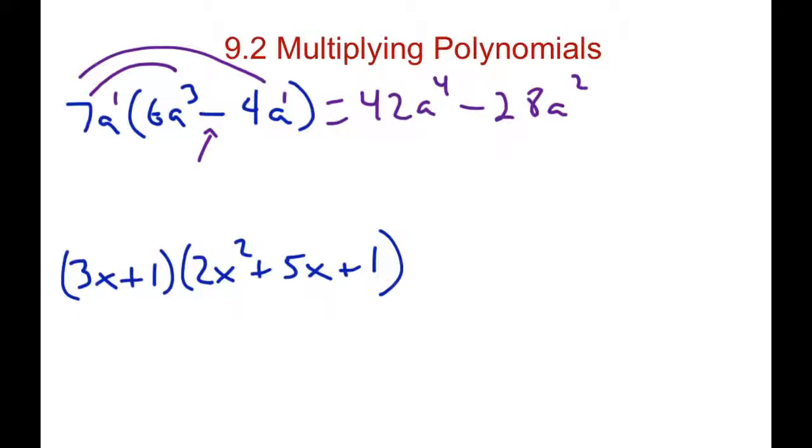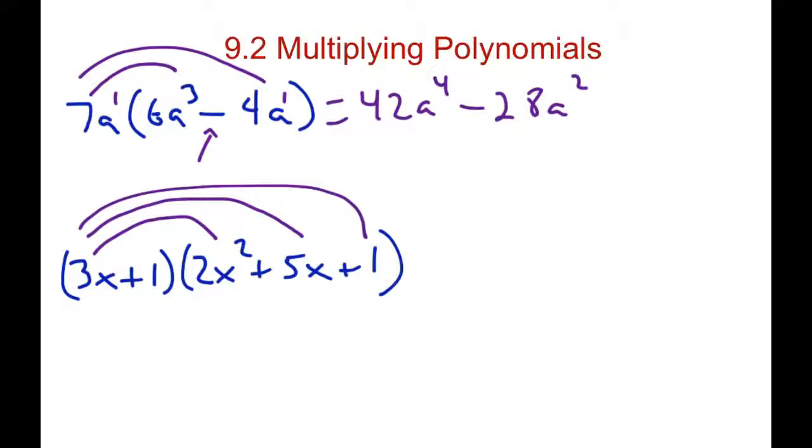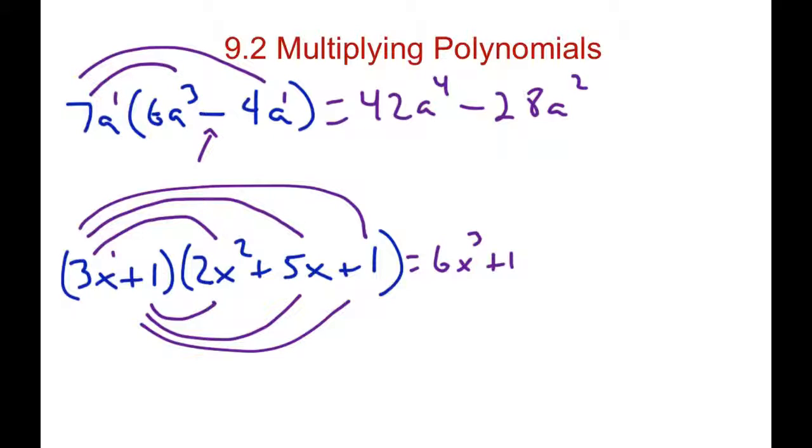Alright, now I'm going to distribute the 3x to all three terms. I'm going to distribute the 1 to all three terms. So this one will be a little longer. 3x times 2x squared. 3 times 2 is 6. X to the first times x squared is x to the third. 3x times 5x. 3 times 5 is 15. X times x is x squared. And 3x times 1 is 3x.